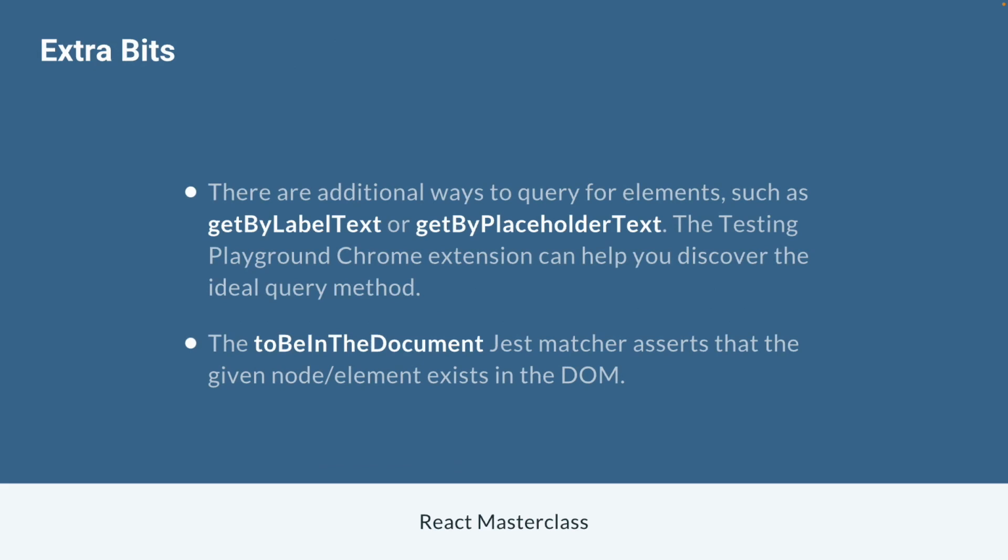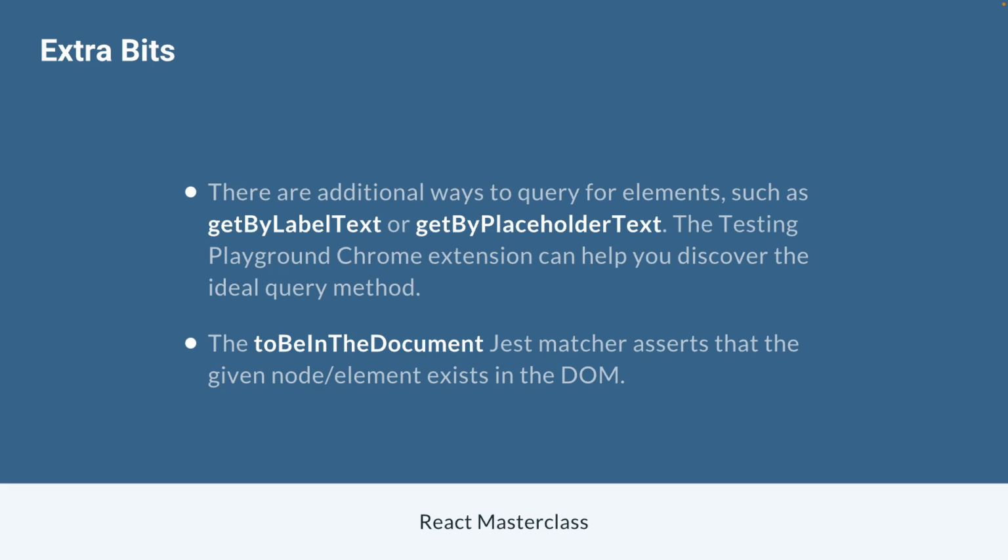So we know there are additional ways to query for elements such as getByLabel or getByPlaceholder text. Sometimes you're not going to be able to query by role, and that's fine. And the Testing Playground Chrome extension can help you discover the ideal query method, or maybe even some query method if you're struggling to come up with one.